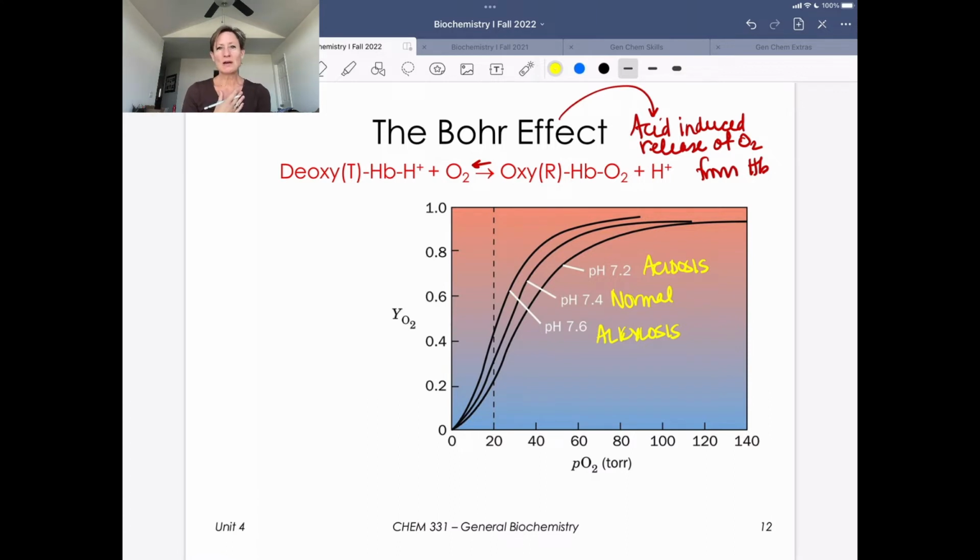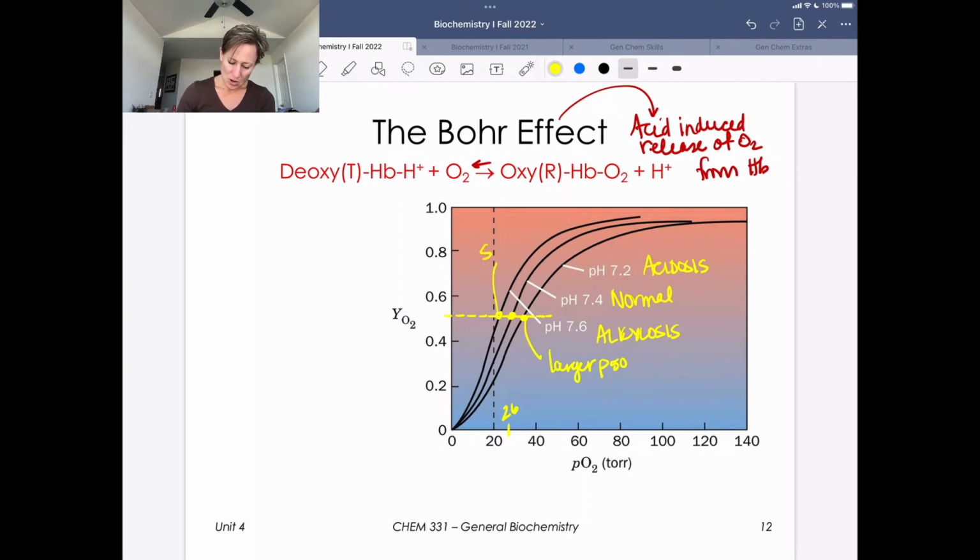So remember when we learned about looking at plots and we drew horizontal and vertical lines. If we want to think about what this means for the P50 value, I'm going to draw a horizontal line here across at the fractional saturation of 0.5 or 50%. And what we can recognize is that the normal P50 value of 26 torr becomes a larger P50 value when we are under a state of acidosis, binding less tightly, requiring a higher concentration of oxygen to have the same 50% binding.